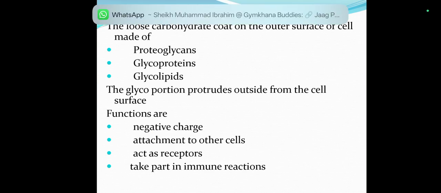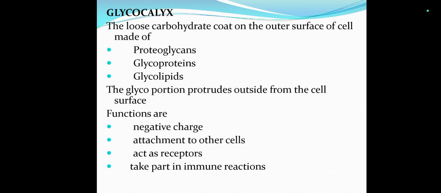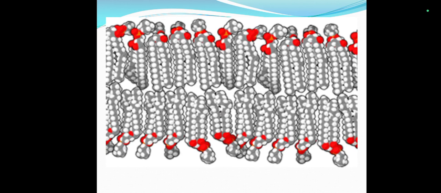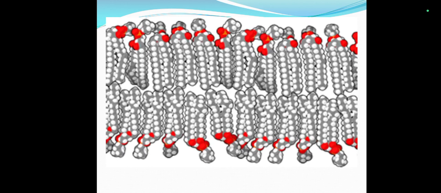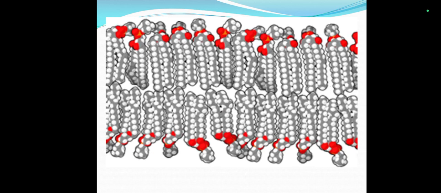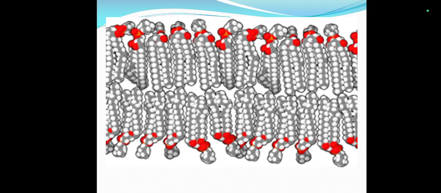Glycocalyx is a loose carbohydrate coat present on the outer covering of the cell membrane. It is made up of proteoglycans, glycoproteins, and glycolipids. They are negatively charged substances, and they provide receptor sites for the attachment of substances. This is the lipid bilayer, which shows the diagrammatic explanation of how the cell membrane behaves.